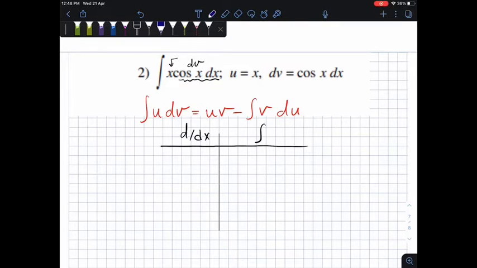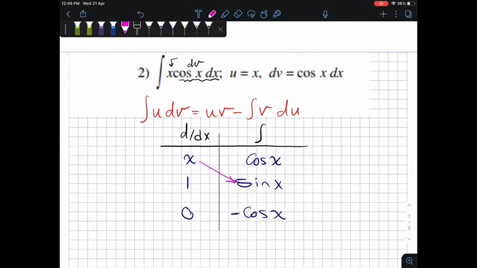In the first column we will let x, and we will keep finding the derivative until we get 0, so it's 1 and then 0. In the other column we will write cosine x and find its integral. The integral of cosine is sine x, and the integral again is negative cosine x.